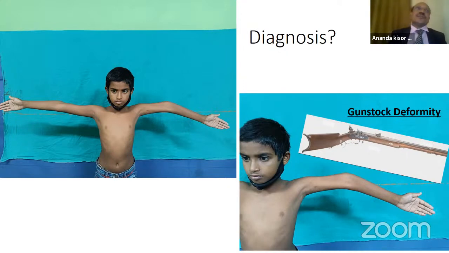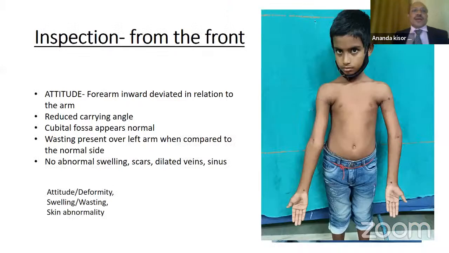Then the examiner will ask what is a gunstock deformity, and why you are telling it is not a cubitus varus. You can answer, sir, it has a biplanar deformity, both in the sagittal and the coronal plane, as also there is some restriction of flexion. So this is the answer. Now, again, inspection from the front, I'm not going to detail. Everything is already discussed.